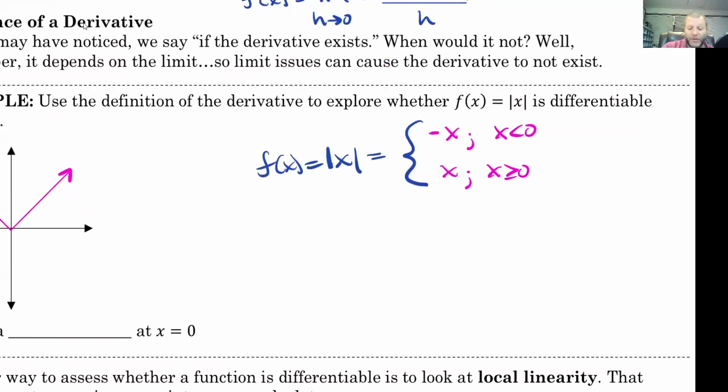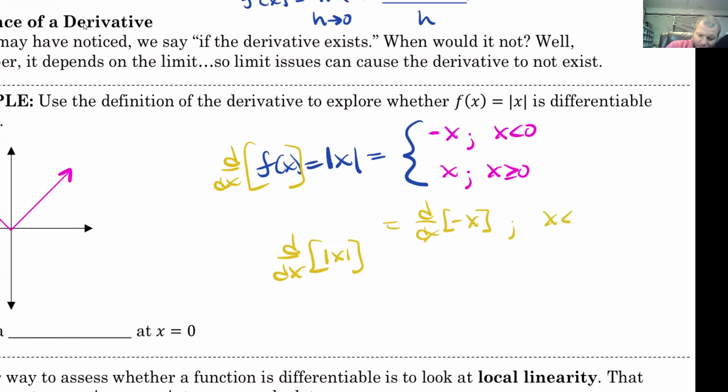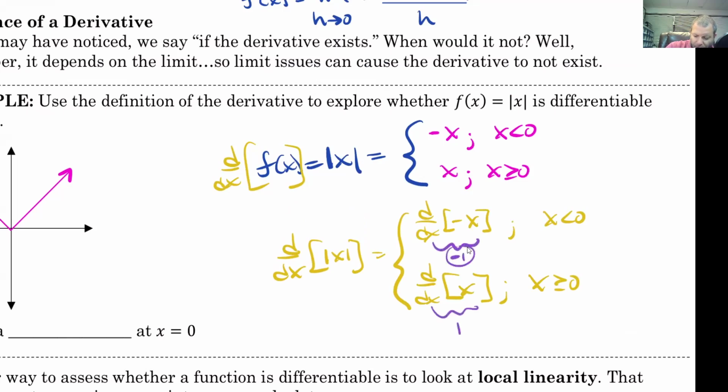Again, derivatives are a linear operator. So if I took the derivative of both sides, this is like saying the derivative of the absolute value of x is equal to the derivative of negative x, but only when x is less than 0, or the derivative of positive x, but only when x is greater than or equal to 0. We know the derivative of negative x, a line with a slope of -1, is -1. The derivative of x is just equal to 1.